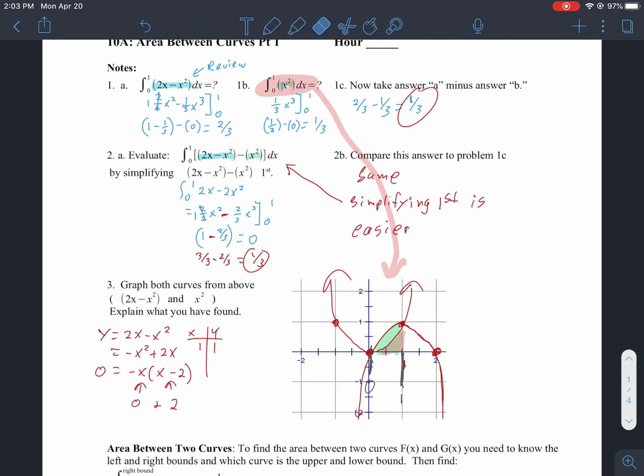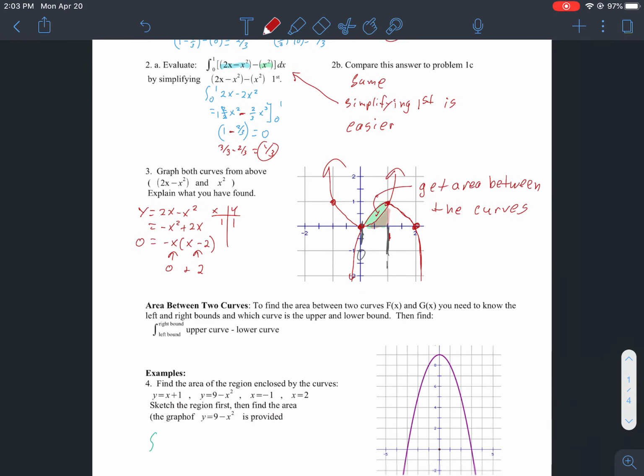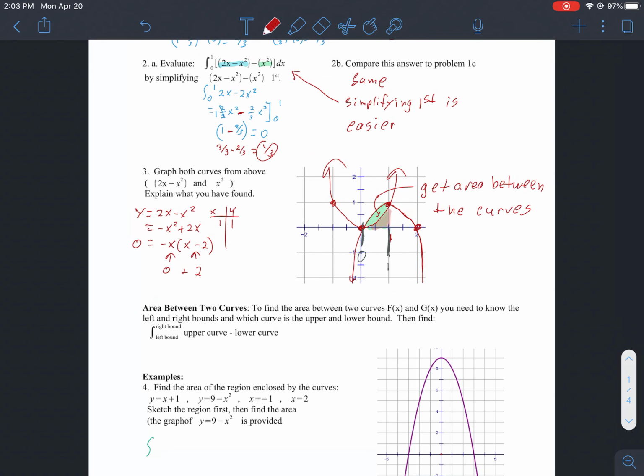Now, if I subtract the area below the top curve minus the area below the bottom curve, what's left is this area between the curves. So, to find the area between the curves, you need to know the left and right bounds and which curve is the upper and lower bound. Then this integral right there will give you the area between the curves.